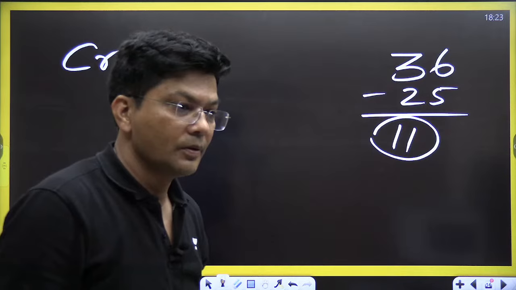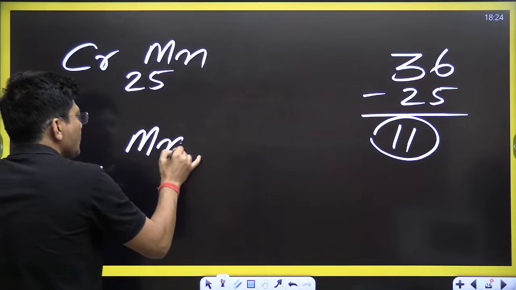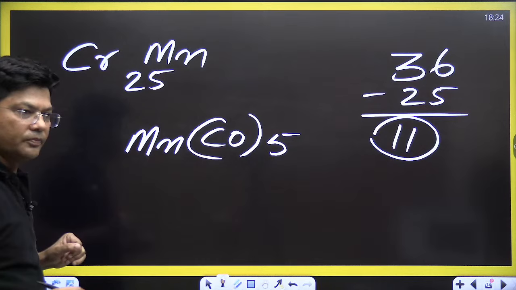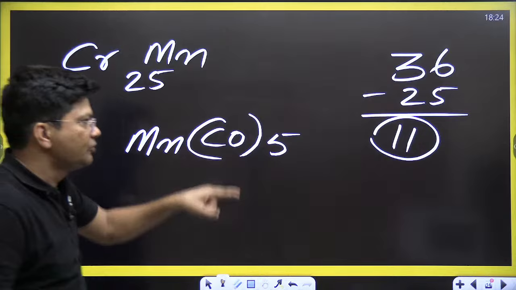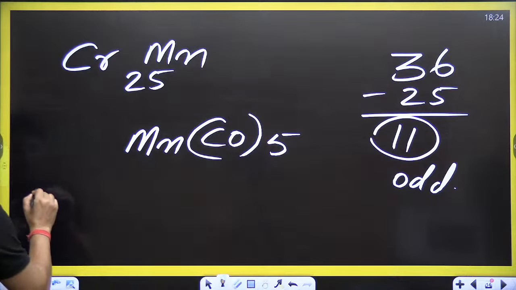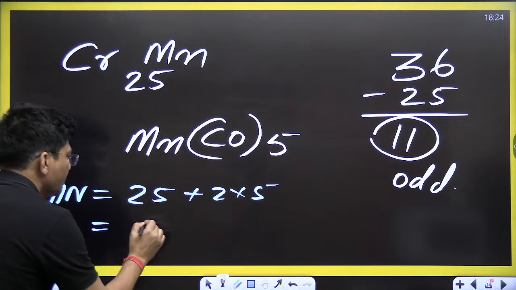My dear students, whatever the CO you are going to provide, suppose I write Mn(CO)5. How much effective atomic number is coming, kids? What's the effective atomic number of this compound? This one is odd. It can never come 36. Let's see. Effective atomic number is coming 25 plus 2 into 5. It's coming 35.